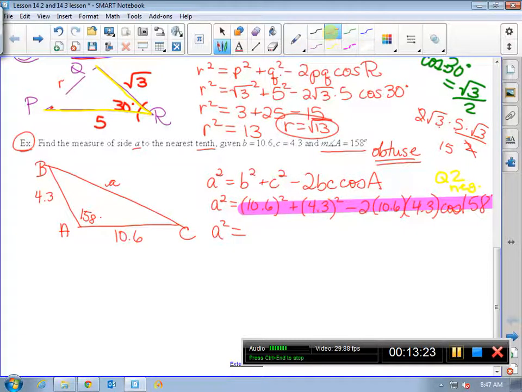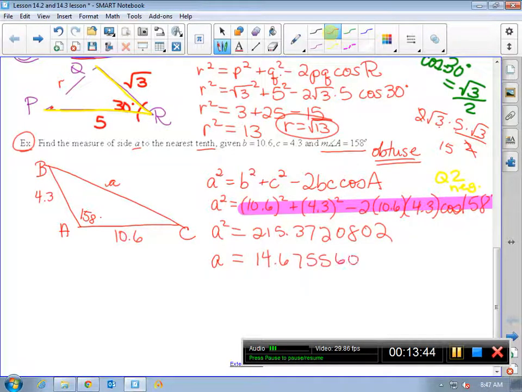And say that we have A squared equals 215.3720802, and square root that answer, and we've got side A, and we want to look at the nearest tenth. I had underlined it, and 14.7 it is. Terrific. Jot down questions if you have them. Let's keep going.